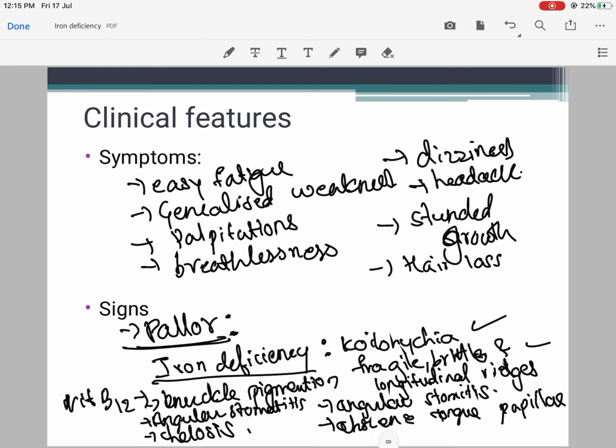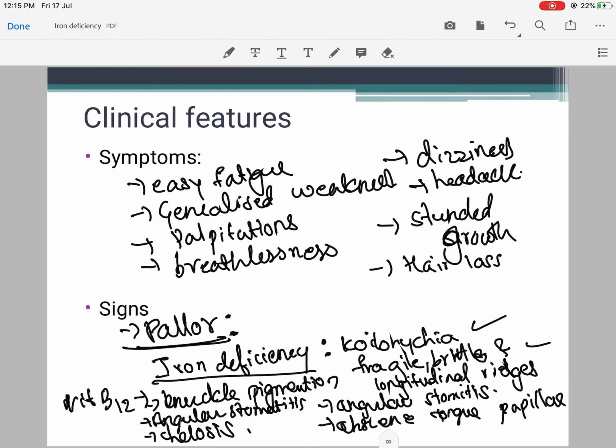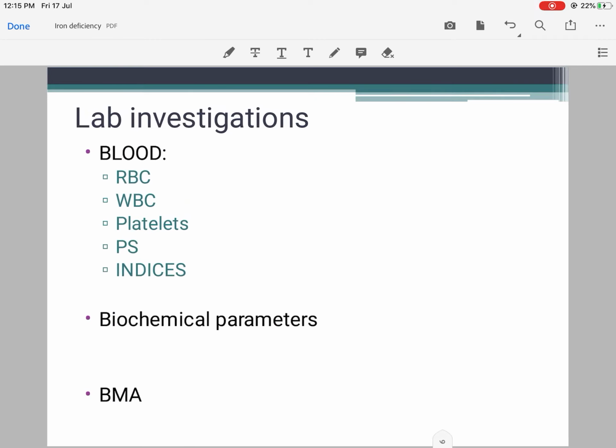Apart from that, another feature which the patient can present with in iron deficiency anemia is dysphagia. Dysphagia may be due to post-cricoid stricture, which is called Plummer-Wilson syndrome. Now when you find any patient with pallor, the next question is how to investigate the patient.